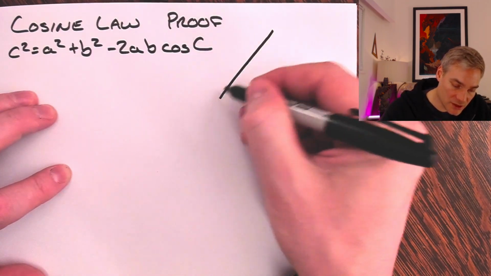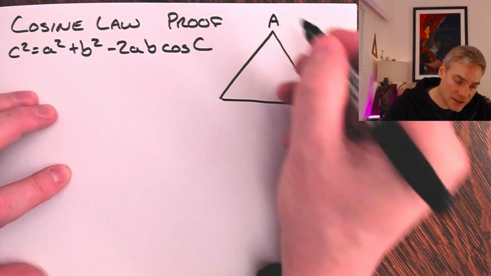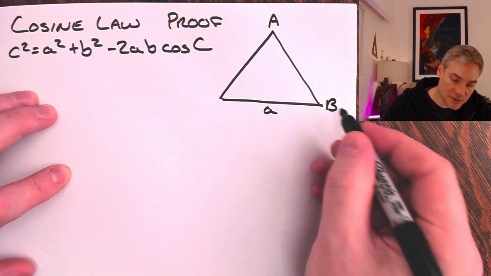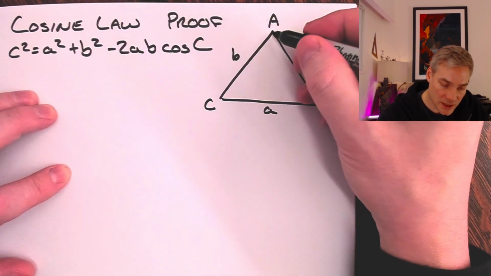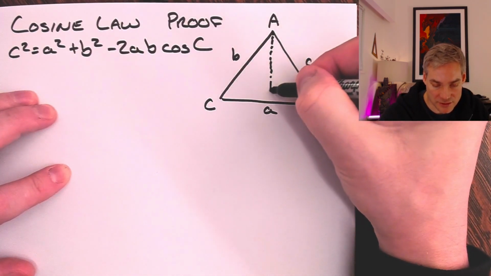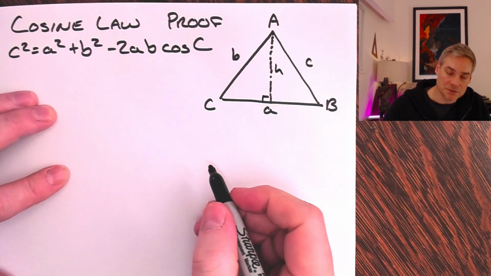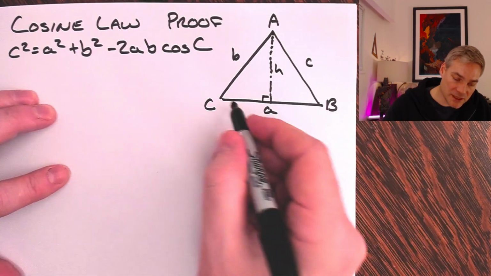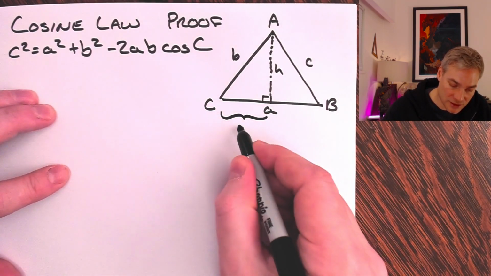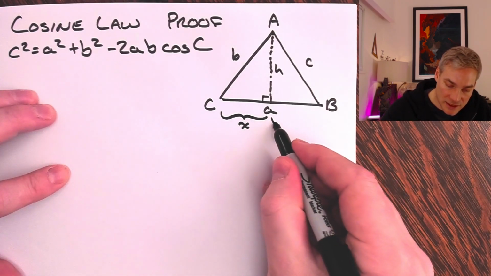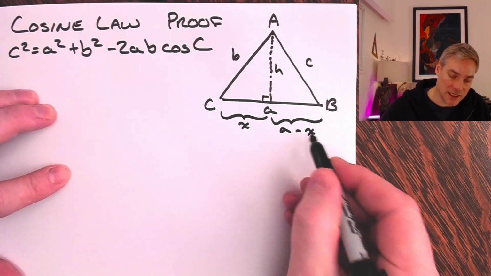So let's draw out a triangle, and I'm going to call this angle A, side a, angle B, side b, angle C, side c. And I'm going to draw down the height of this triangle, and I'm going to call it h. Now, this bottom bit, I'm going to split. So now I'm going to split a into this little piece called x, and the other part is just going to be the remainder, which is a minus x.